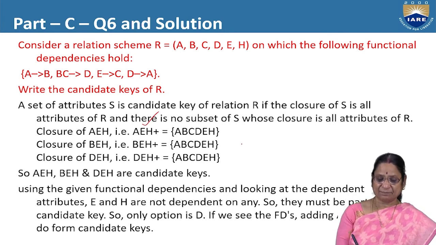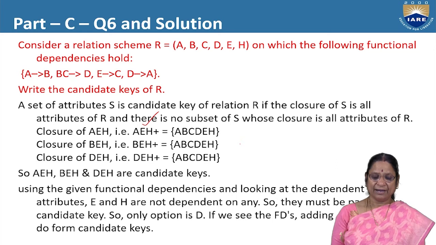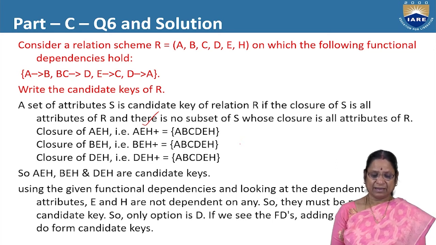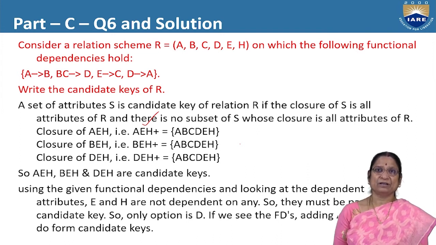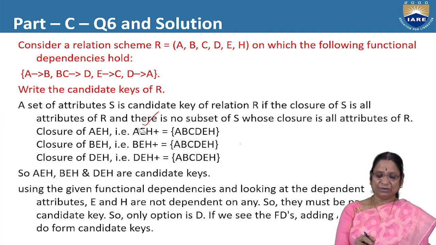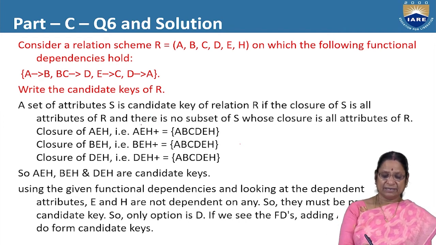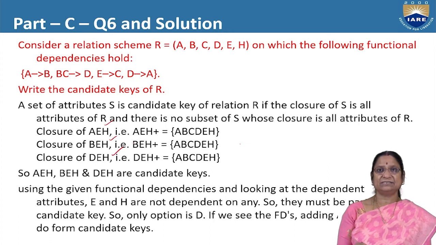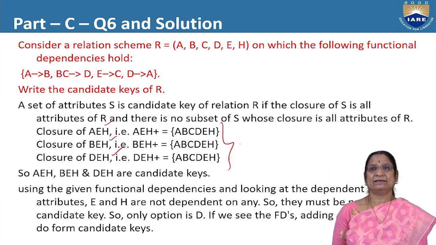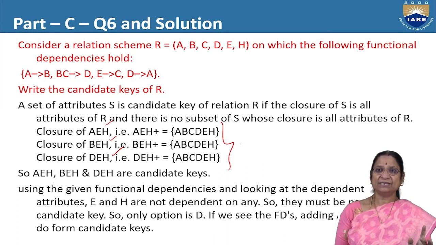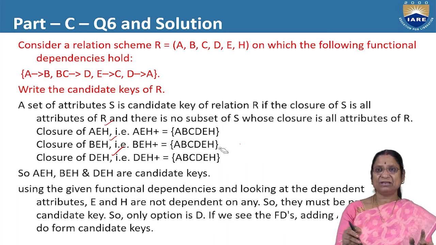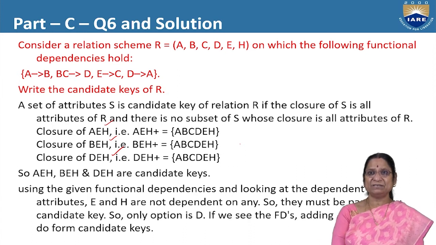Attribute closure means, for example, A determines B and B determines D, so A determines D. That is a new one. That means A determines BD both. Like that, we will get the closure of attribute sets AEH, BEH, DH. These three closures will be the entire relation schema R. By applying inference rules to the closure of AEH, BEH, DH, we will get the set of all attributes, because trivial dependencies are there. AEH determines AEH.